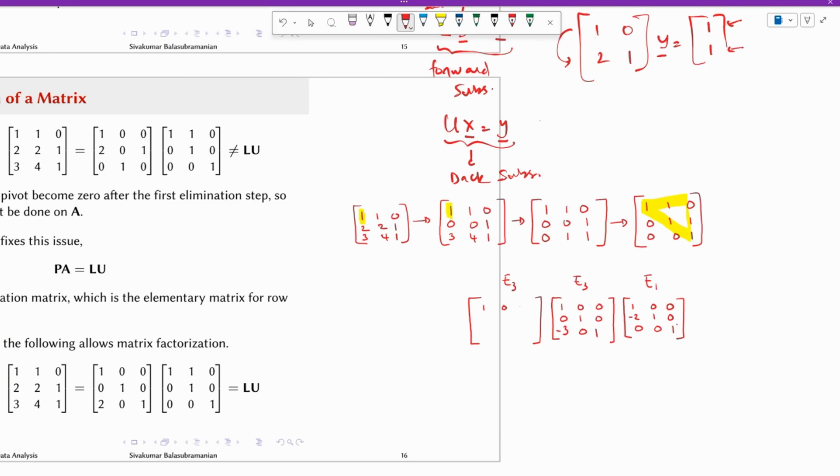Are you sure or are you guessing? Okay. That's all. Now E3 E2 E1 times A gives me U. I've already got my U. This is my U matrix. Now I simply have to move E3, E2, E1 to the other side as inverses, and then I'll get my LU decomposition. That means I have to now do E1 inverse, E2 inverse, E3 inverse into U, and I should then get L.